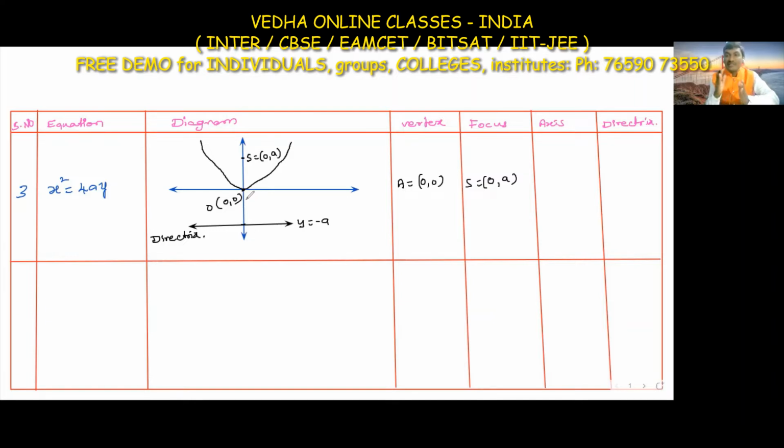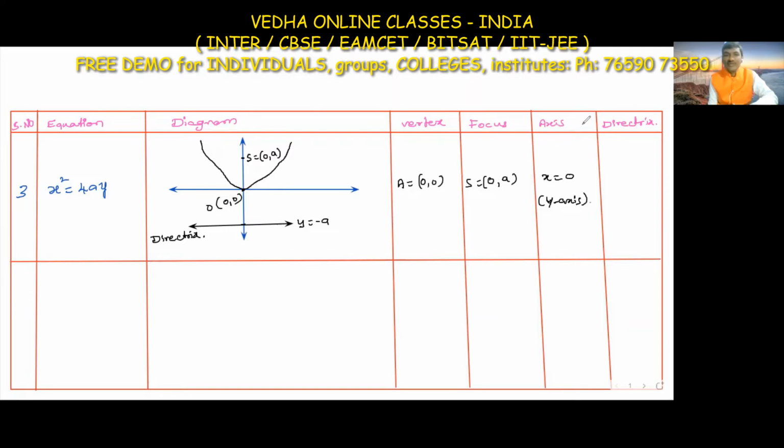Axis is always a symmetric line. It divides the parabola into two symmetric halves, so the right side half and the left side half both look the same. That is the axis. The axis is the y-axis, and the equation of the y-axis is x is equal to 0. X is equals to 0 means this is the y-axis.